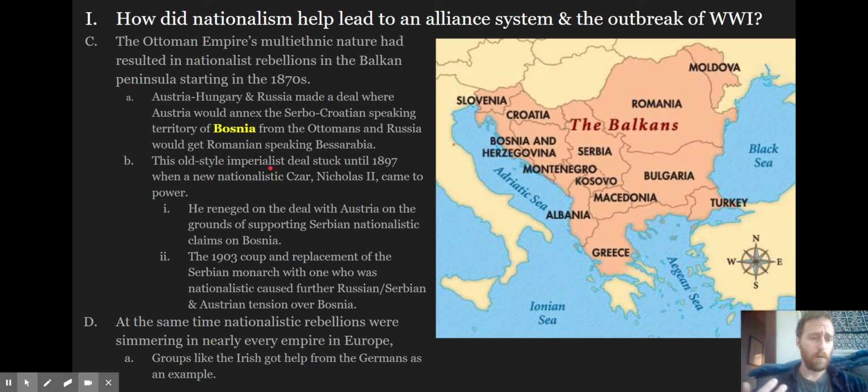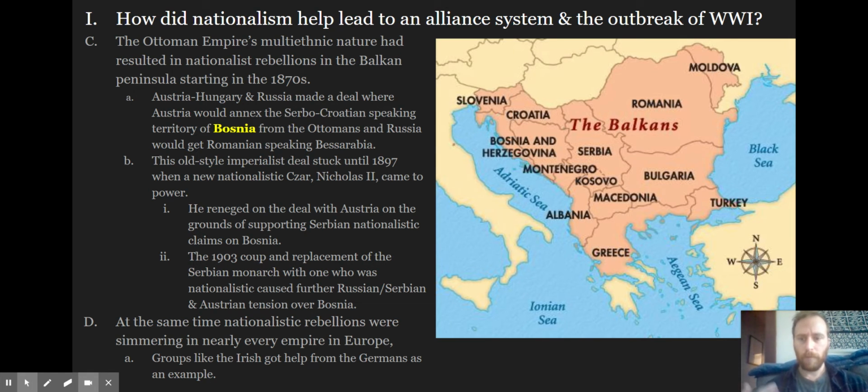Instead, he says, no, no, no, I want it all. I want all these Orthodox countries to run their own show. So there's a coup in Serbia. They replace the monarchy of Serbia with a pro-Russian group, and now all of a sudden you've got Serbia ready to fight Austria at all times over the territory of Bosnia, basically because the Russians are pushing this. This is going on in all of Europe.